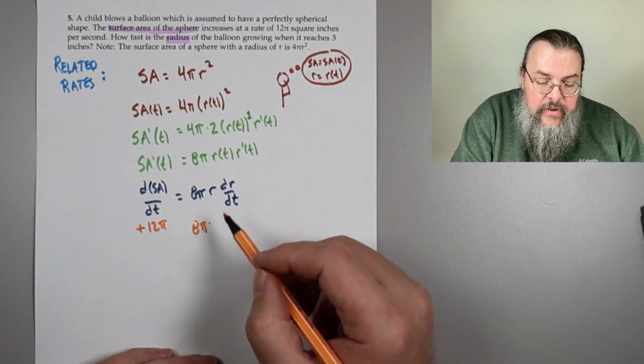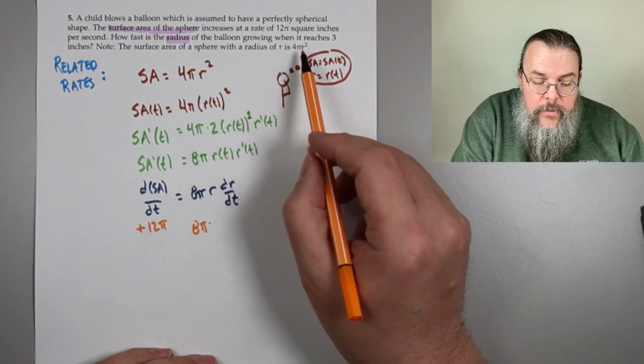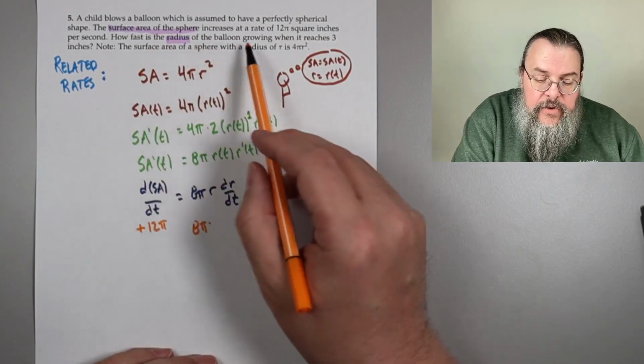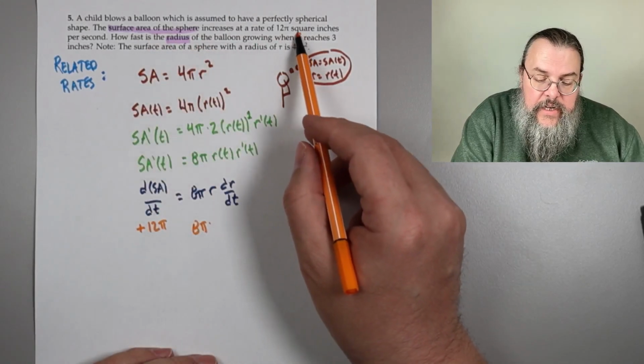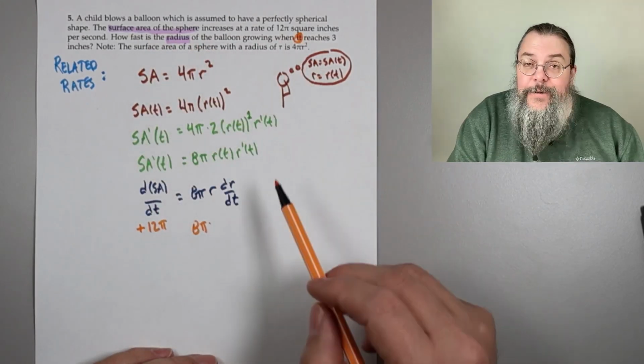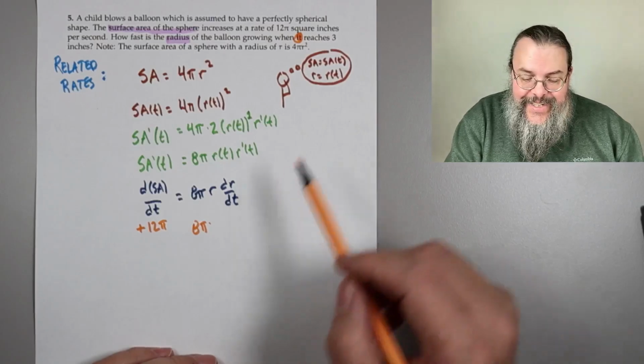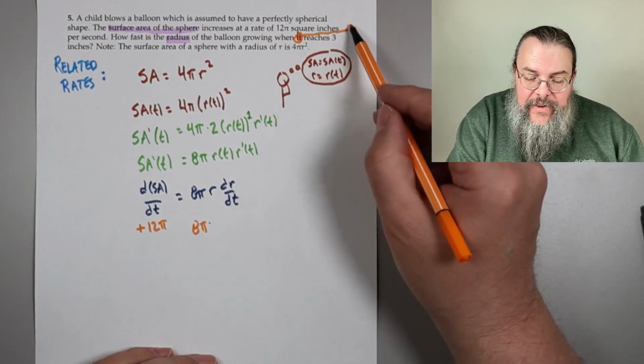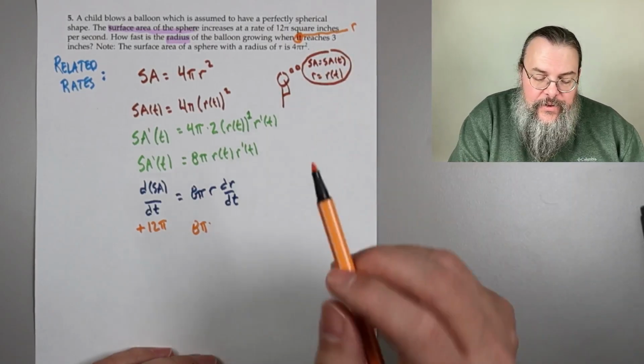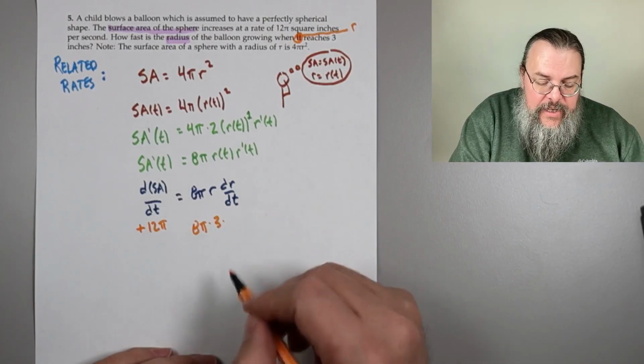Do we know what r is? Well, how fast is the radius of the balloon growing when... now here, this, that's doing a lot of work. What is it? Well, it is the radius. So the radius is also 3.